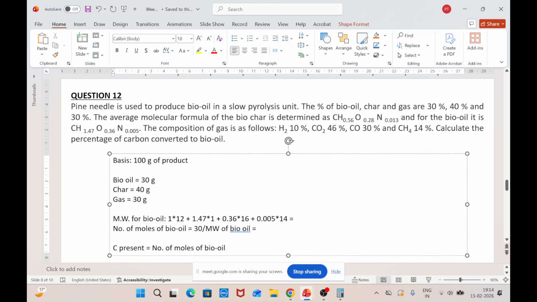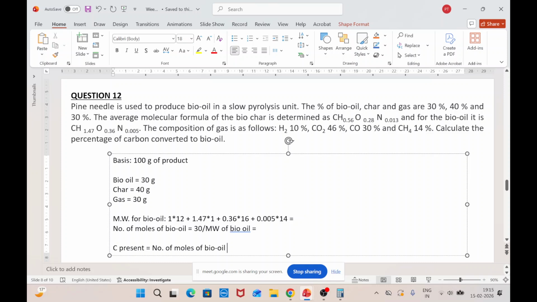Similarly, you need to do it for char. Same process for char. When you come to gas, since they are also in the form of percentages, you need to convert each of them to their respective moles. And since carbon is in 3 different products, CO2, CO and CH4, you need to multiply those respective percentages by the total number of moles of gas that gets generated, and if you add all of them, you will get the total number of moles.